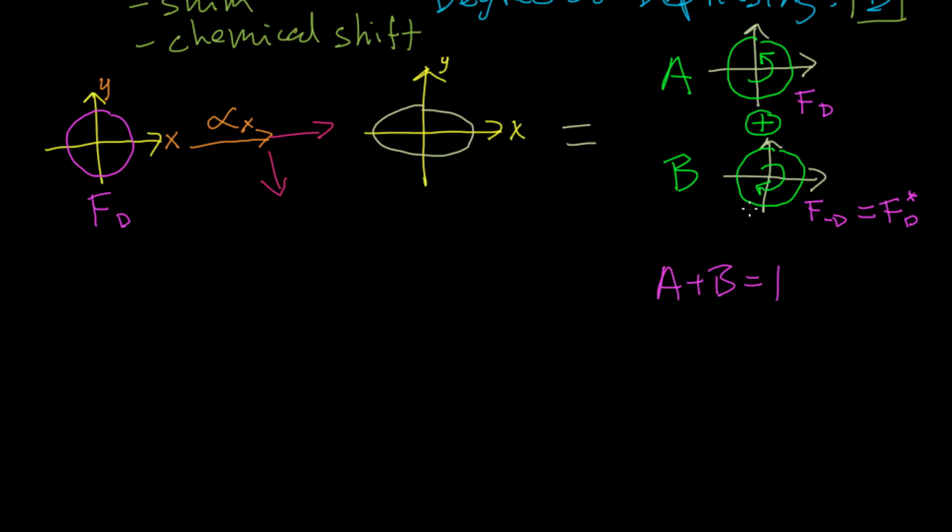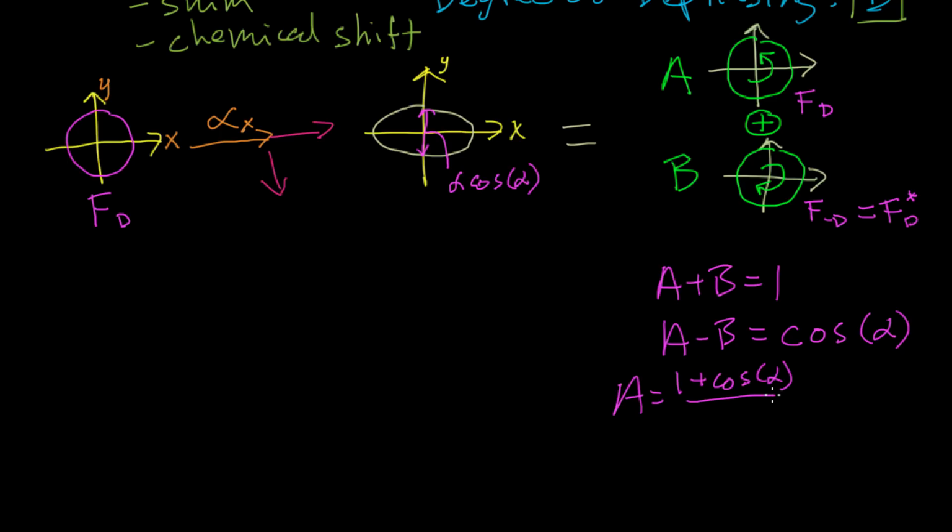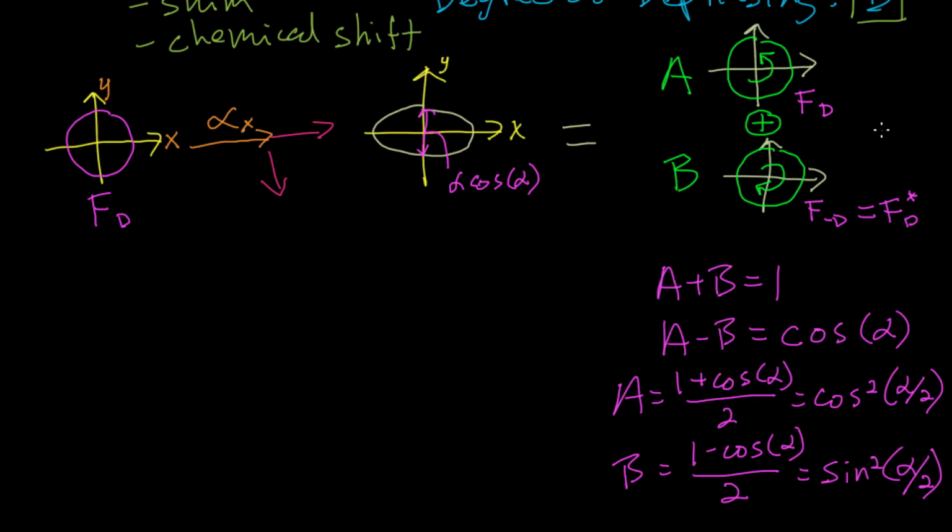On the y or imaginary axis, the components of F sub d and F sub minus d have opposite sign. Since we see that the ellipse has dimensions cosine alpha in the y direction, we can write down that a minus b has to equal cosine alpha. So now we have two equations and two unknowns, and we find that a equals cosine squared of alpha over 2, and b equals sine squared of alpha over 2. So the RF pulse splits F sub d into two coherences, an unchanged coherence with coefficient a, and a phase-inverted coherence F sub minus d with coefficient b. These components are sometimes referred to as the transparent and spin echo parts of the RF pulse, respectively.